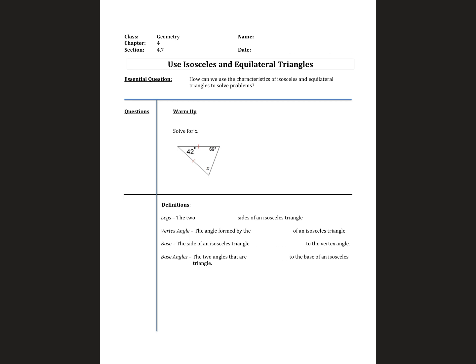We're continuing with Chapter 4, which is about triangles. This lesson is called Use Isosceles and Equilateral Triangles. Our essential question is, how can we use the characteristics of isosceles and equilateral triangles to solve problems?